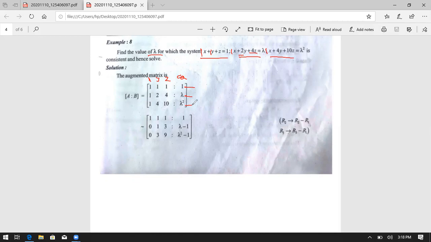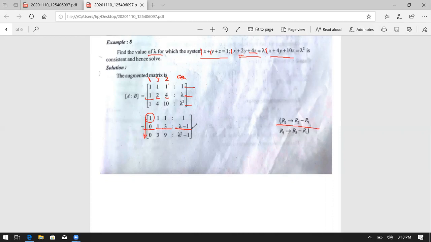Next step is row reducing, that is the echelon form. First one is unity. After that, the leading entries are 0, 0. So operating here, 1 is there, R2 equal to R2 minus R1. What is the R2 value? 1 minus 1 is 0. Next, second element 2 minus 1 is 1. Next, 4 minus 1 is 3. Next, lambda minus 1. You write here lambda minus 1. That is R2 minus R1.